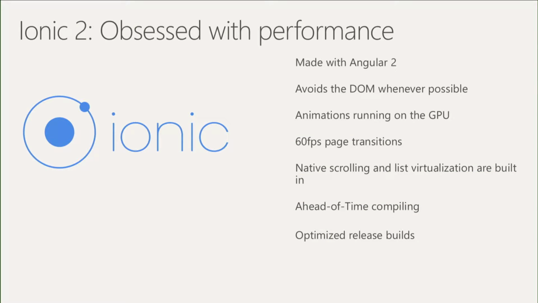Here's a little lower, a double click into the performance elements of Ionic 2 and where we say it's obsessed with performance. It's built on top of Angular 2, which is built for modern browsers. They've improved the way they work with the DOM. Their data binding is more efficient than in previous versions. Ionic gets to take advantage of all those things.